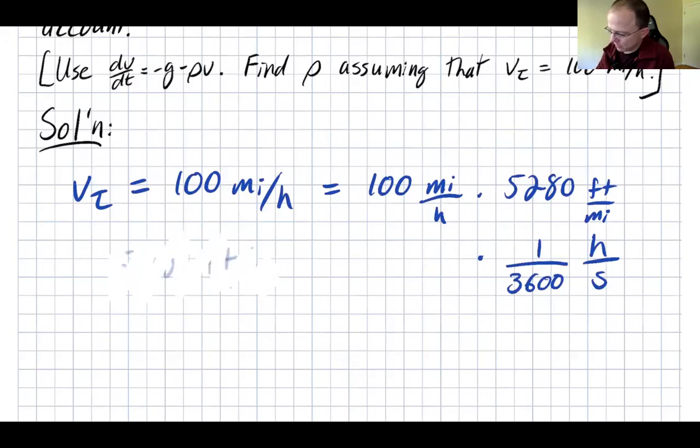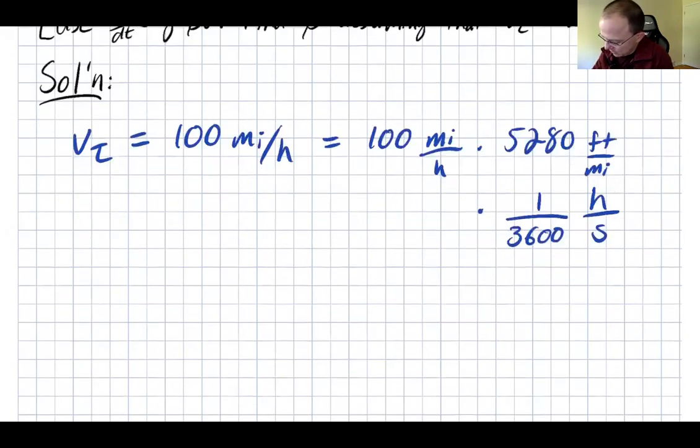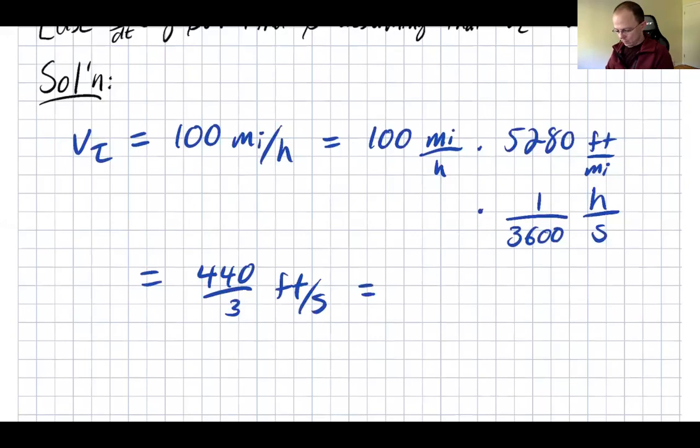I'll erase this. So this will be 100 times 5280, and then divide by 3,600. And that is, the exact value is 440 over 3 feet per second. And what is that?